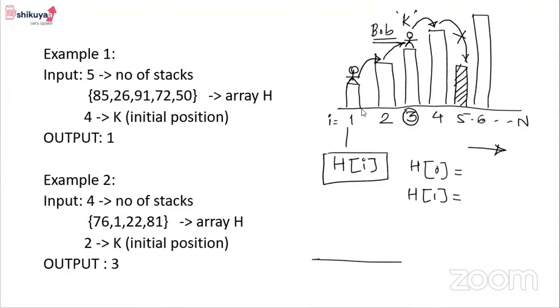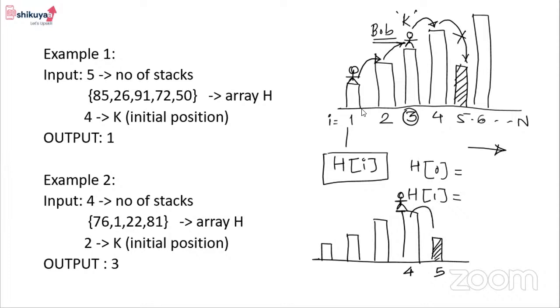suppose I redraw it over here. Suppose this is stack number 1, stack number 2, stack number 3, stack number 4, and this is the smaller one, stack number 5. Suppose Bob is at stack number 4. He is standing on stack number 4. Can Bob jump from stack number 4 to 5? No. Why? Because the height of stack number 5 is smaller than that of stack number 4.